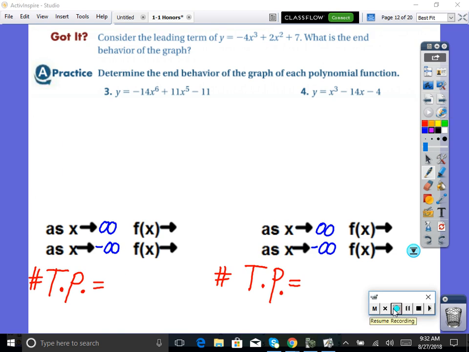So go do problems 5 and 6. Just answer the possible number of turning points. Don't do the increasing and decreasing intervals yet. We're going to come back to that.